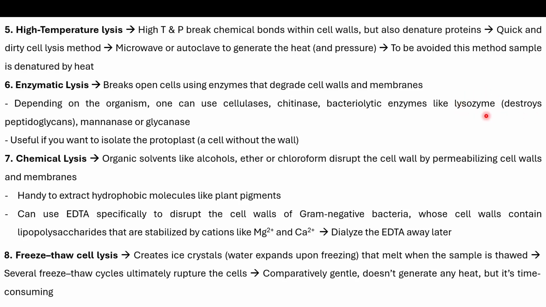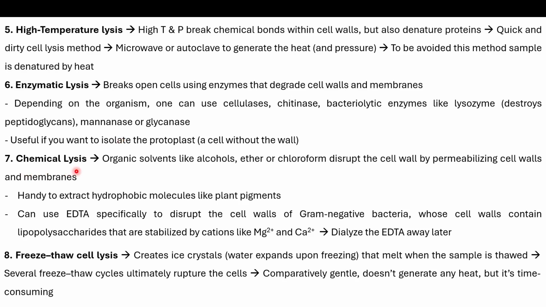So lysozyme is an enzyme which can destroy the peptidoglycan and thereby degrade the cell wall of bacterial cells. Then there's mannanase or glycanase, where glycanase means glycan moieties are degraded. So enzymatic lysis can also be useful in cases where we want to isolate the protoplast, a cell without the cell wall.